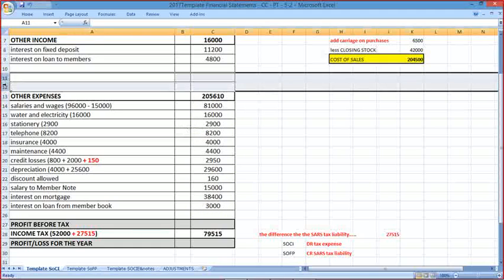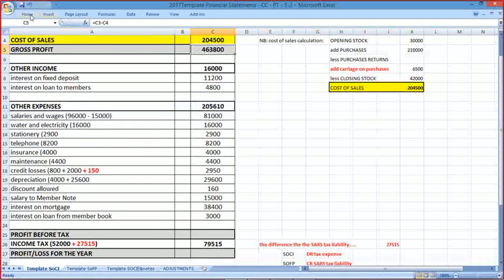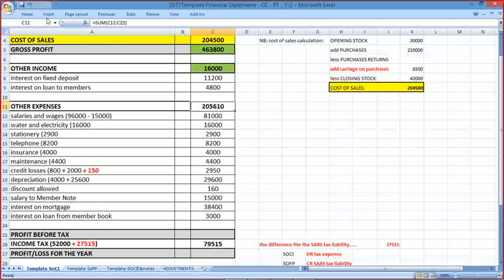Okay, so now I need to tally up to get the profit before tax. So, gross profit plus other income minus other expenses will give me profit before tax. Yep.